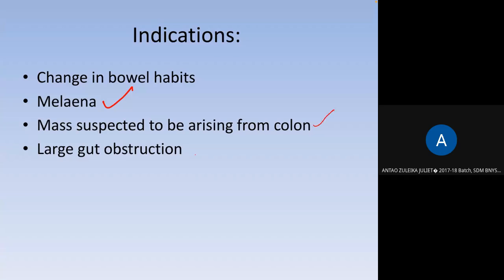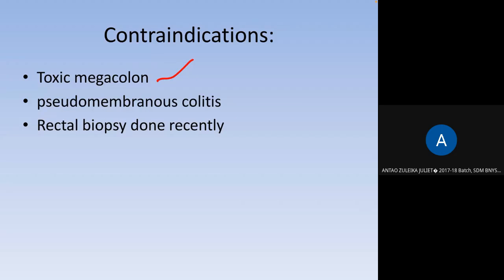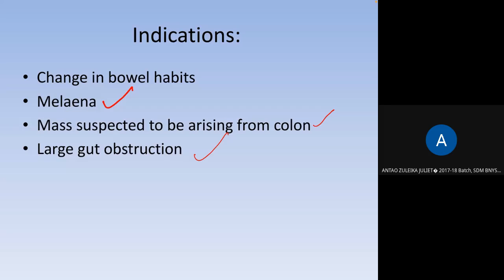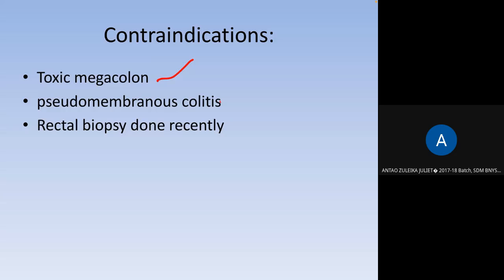And if you are suspecting any mass and large gut obstruction, that is again a problem. Toxic megacolon: you can't use barium enema because the colon is already swollen up and the motility is drastically decreased, so you do not want to put another contrast there. Pseudomembranous colitis, again inflammation of the colon. Rectal biopsy done recently, because there is a fresh wound there. You don't want to mess it up.